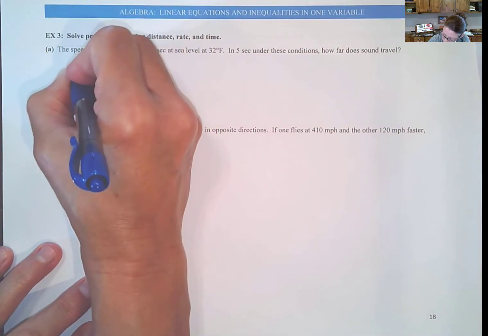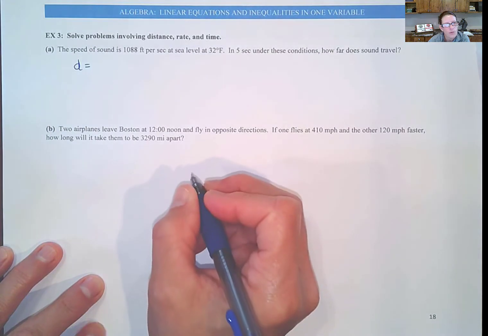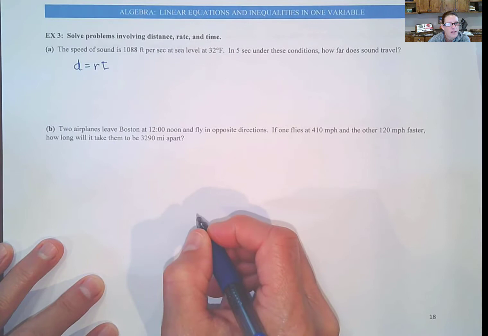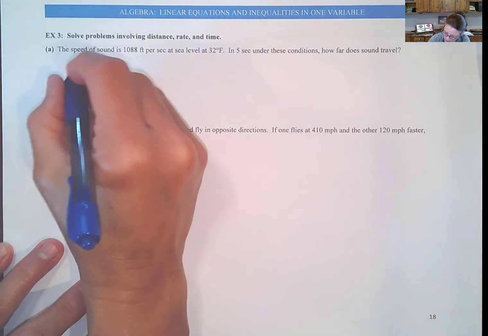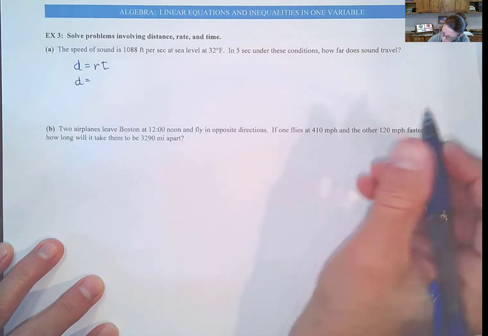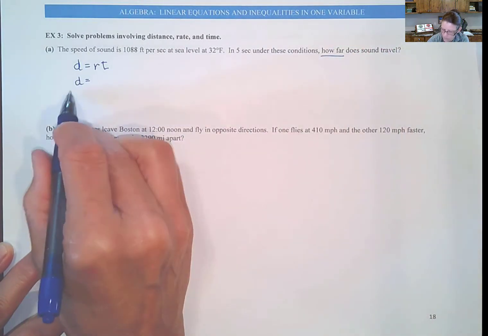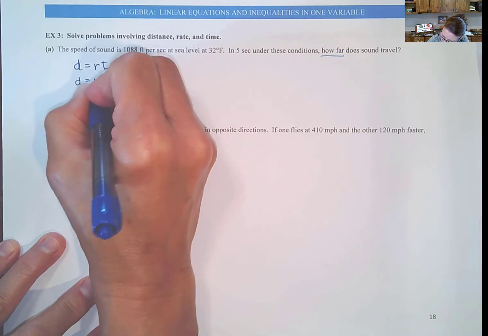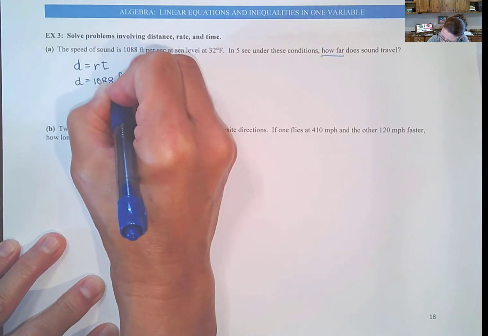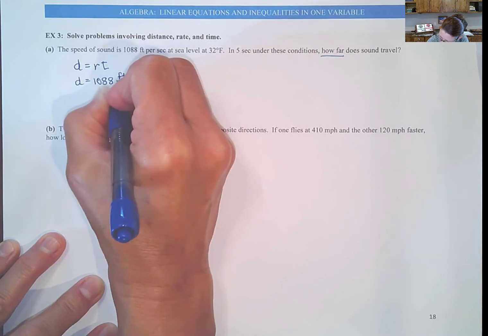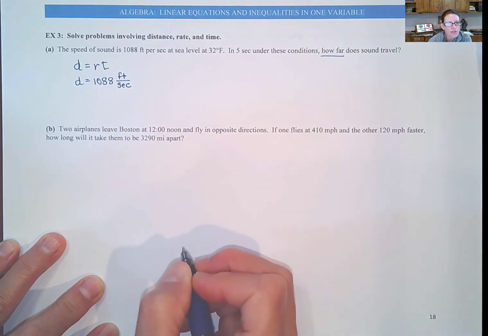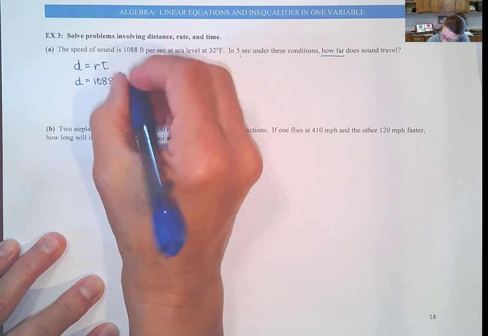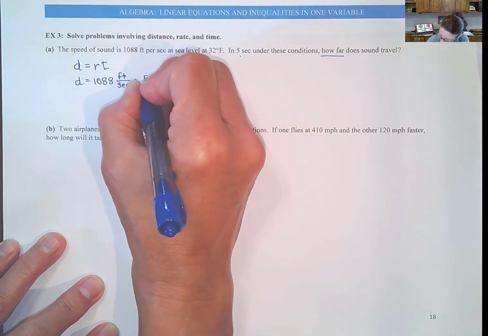Well, to solve distance, rate, and time problems, we need to know the formula distance is equal to rate times time. In this problem, we're just going to substitute the values that we know, okay? We're asked how far, okay, so find the distance. Our rate is 1,088 feet per second, and per is a division word. And our time is 5 seconds. So we're going to multiply that by 5 seconds.